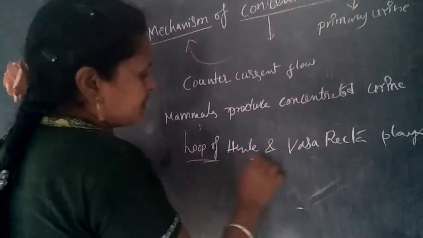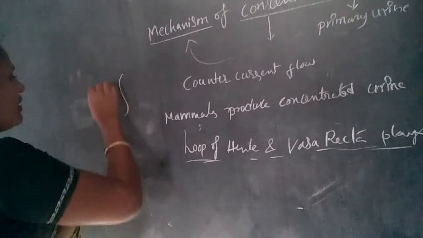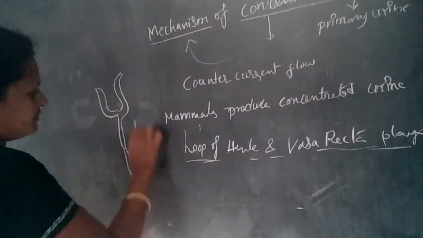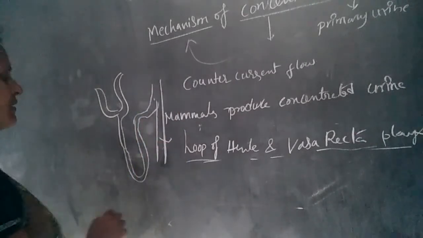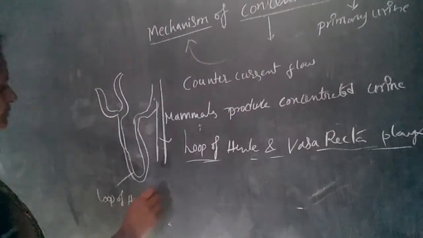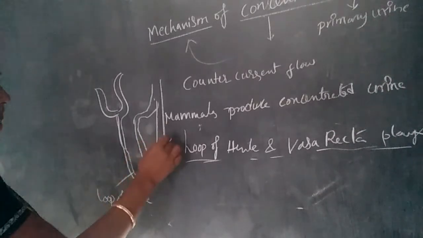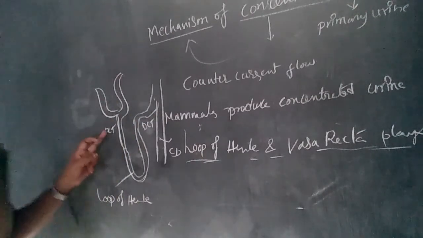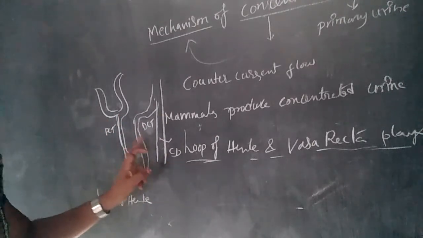A major role. So what is that? This is the Bowman's capsule, and it also has the renal tubule. This is the collecting duct, and this is the loop of Henle. This is the renal tubule; it has the PCT, loop of Henle, DCT, and the collecting duct, CD. These are the main parts of the renal tubule.